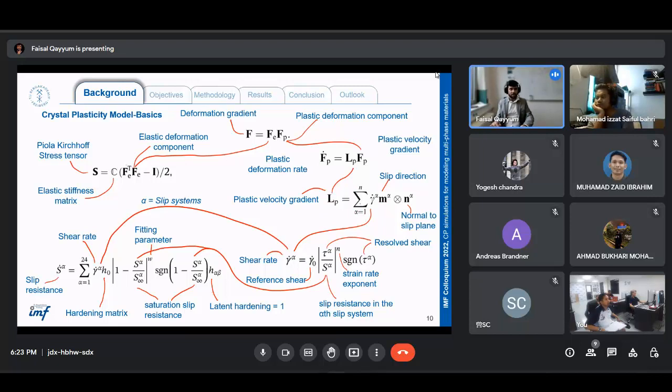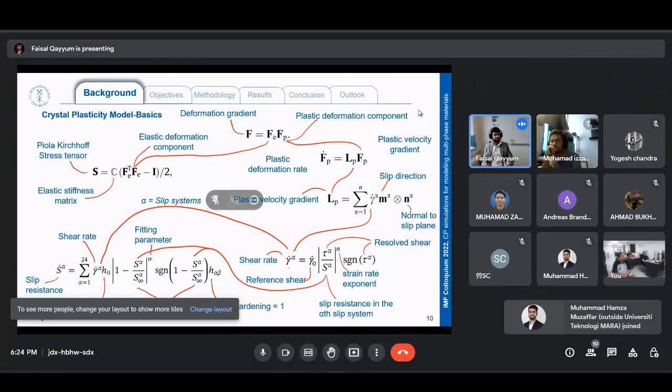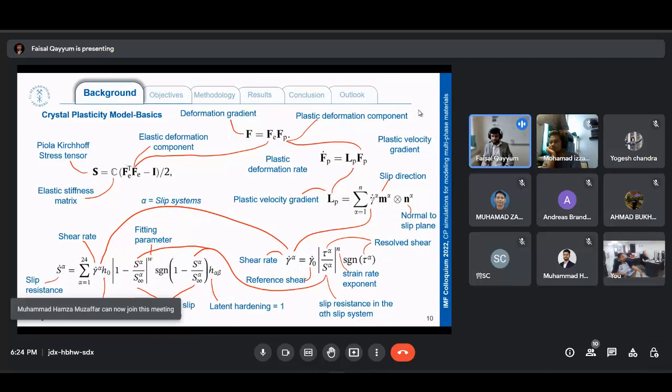Depending on the crystal structure we have, we will calculate this plastic velocity gradient for every slip plane, and then we will sum them up and see how much is the total plastic velocity gradient. Now this shear rate depends on the reference shear, which in this phenomenological model we can say is the reference shear or the yield point of the material. And then we talk about how it is connected with the resolved shear stresses, the strain component, and slip resistance.